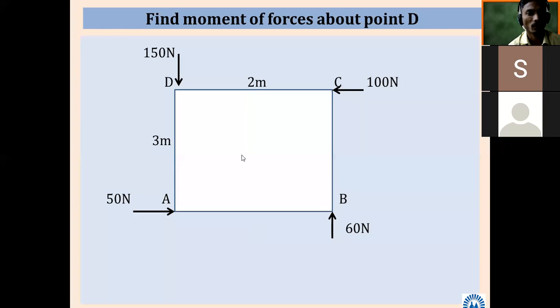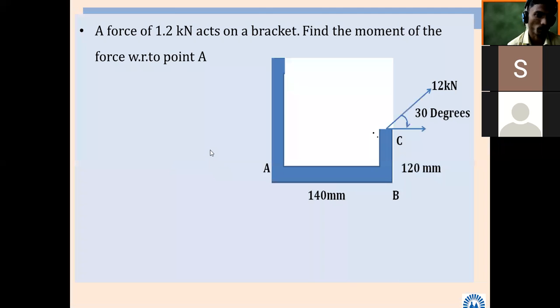Next step, we will go a little different. You can write this third problem on moment. A force of 1.2 kilonewton acts on a bracket. Find the moment of the force with respect to point A. This is the problem statement.